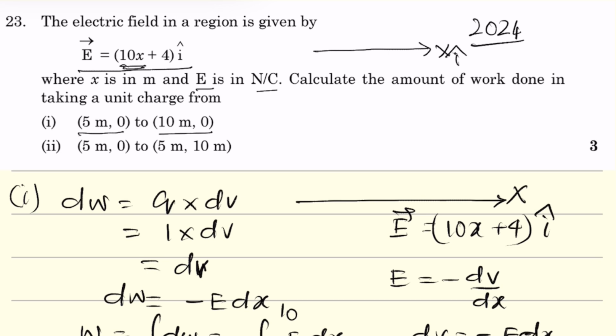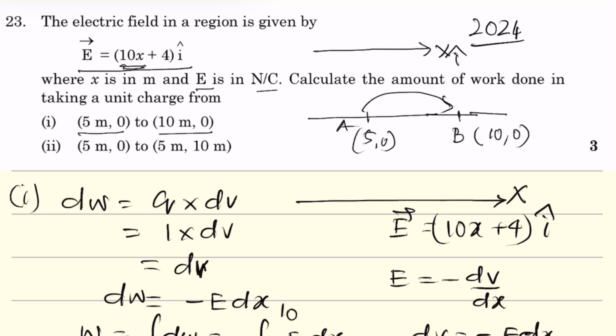Along the x-axis, suppose this point is (5,0), and here you have to shift the charge from, say, A to B, and the abscissa of this is (10,0). Correct. So we have to find out what is the work done. The second part of the question says that you have to shift it from (5,0) to (5,10), meaning along the y-axis, correct? Along the y-axis you have to shift.